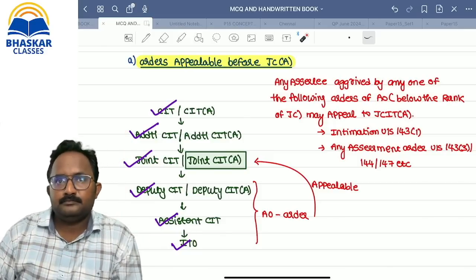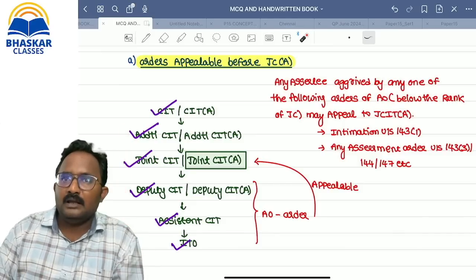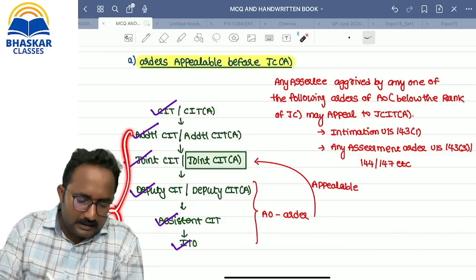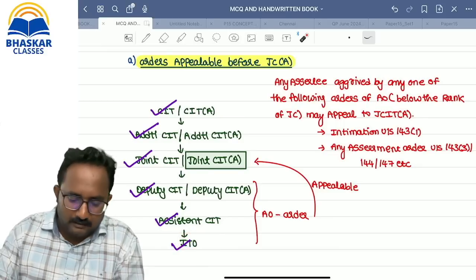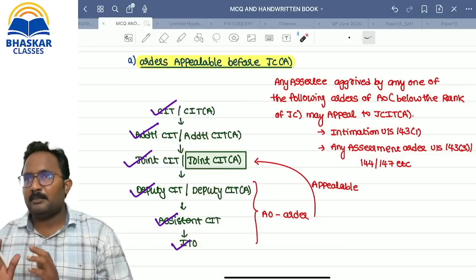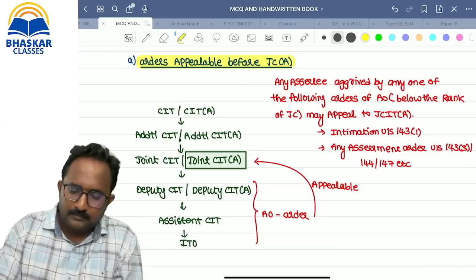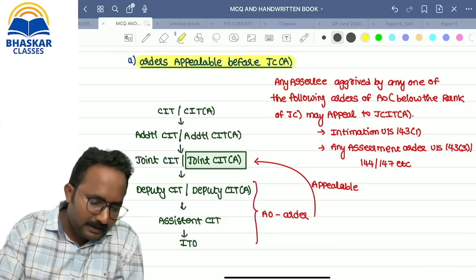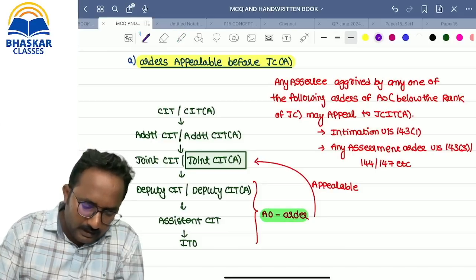From Additional Commissioner of Income Tax to ITO, any person can become an AO. So if I say AO, any one of these persons can do the assessment. The AO's higher authority is the Commissioner of Income Tax. The lowest is the ITO: CIT, Additional, Joint, Deputy, Assistant, ITO. Remember this.